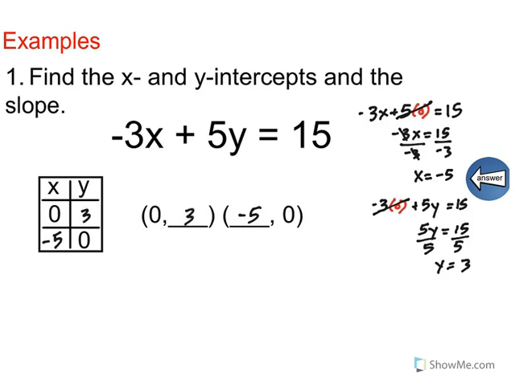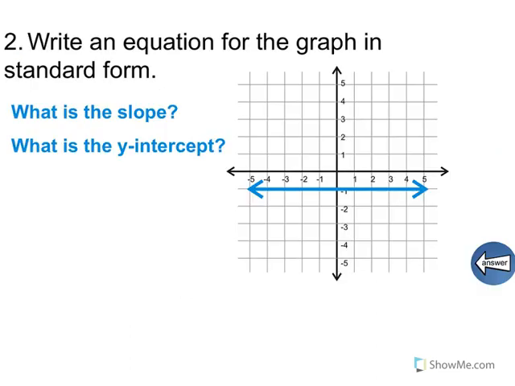Once we have the intercepts, putting them in a table makes it easier for us to find the slope. Remember, the slope is our change in y over change in x. In this case, our change in y would be -3 as we go from 3 to 0, over -5 as we go from 0 to -5. -3 over -5 simplifies to positive 3/5. So here we have x and y-intercepts of -5, 0, and 0, 3, and a slope of 3/5.